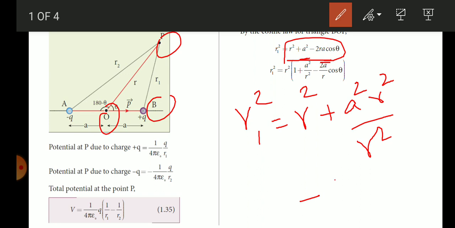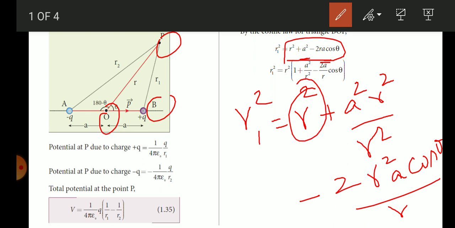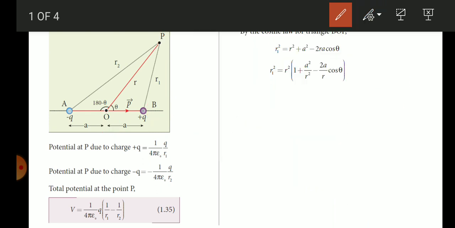So that I will get 2r square a cos theta by r. Since I multiply this term by r, I have to divide the term by r. Then take r square as a common in this equation. R square comes out of the equation, then the remaining terms are 1 plus a square by r square minus 2a by r cos theta.